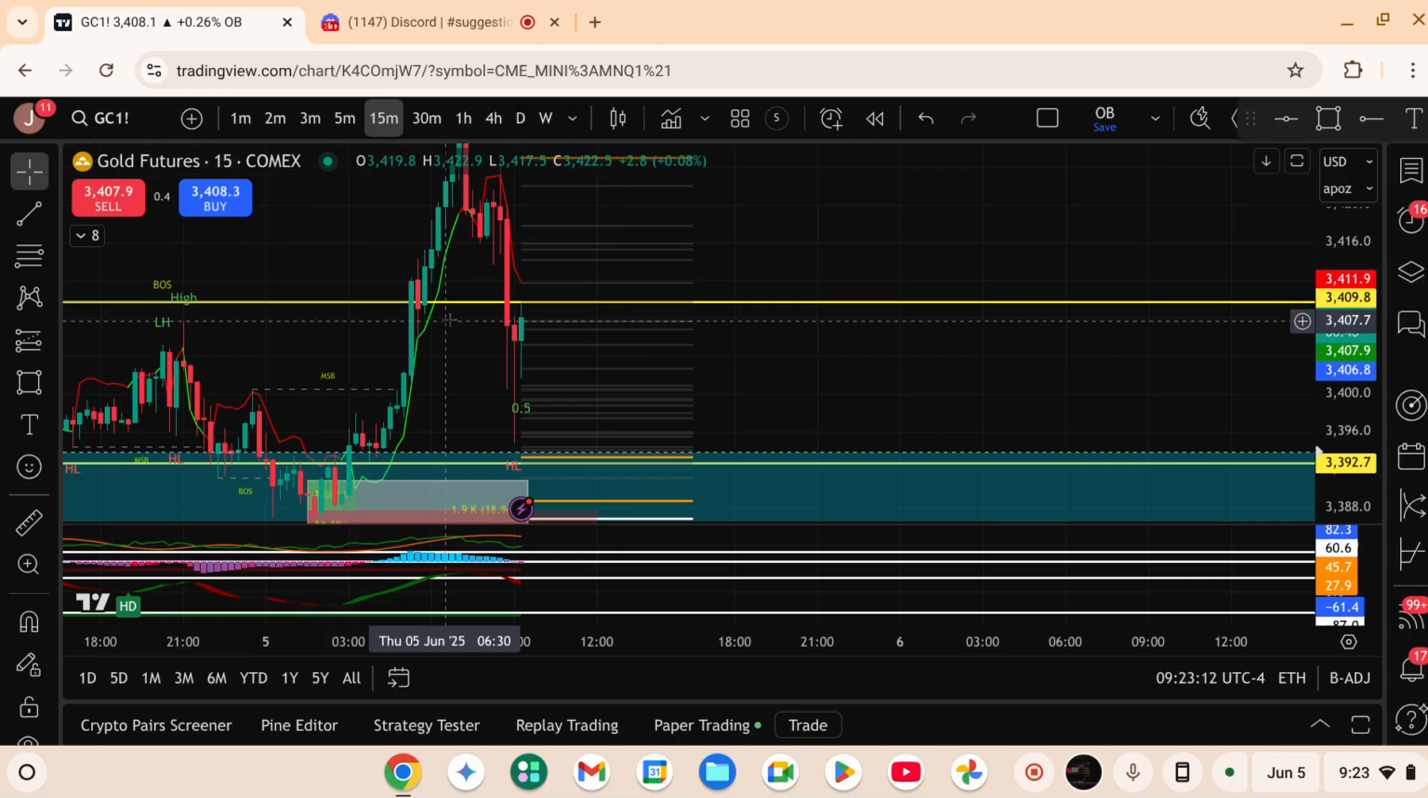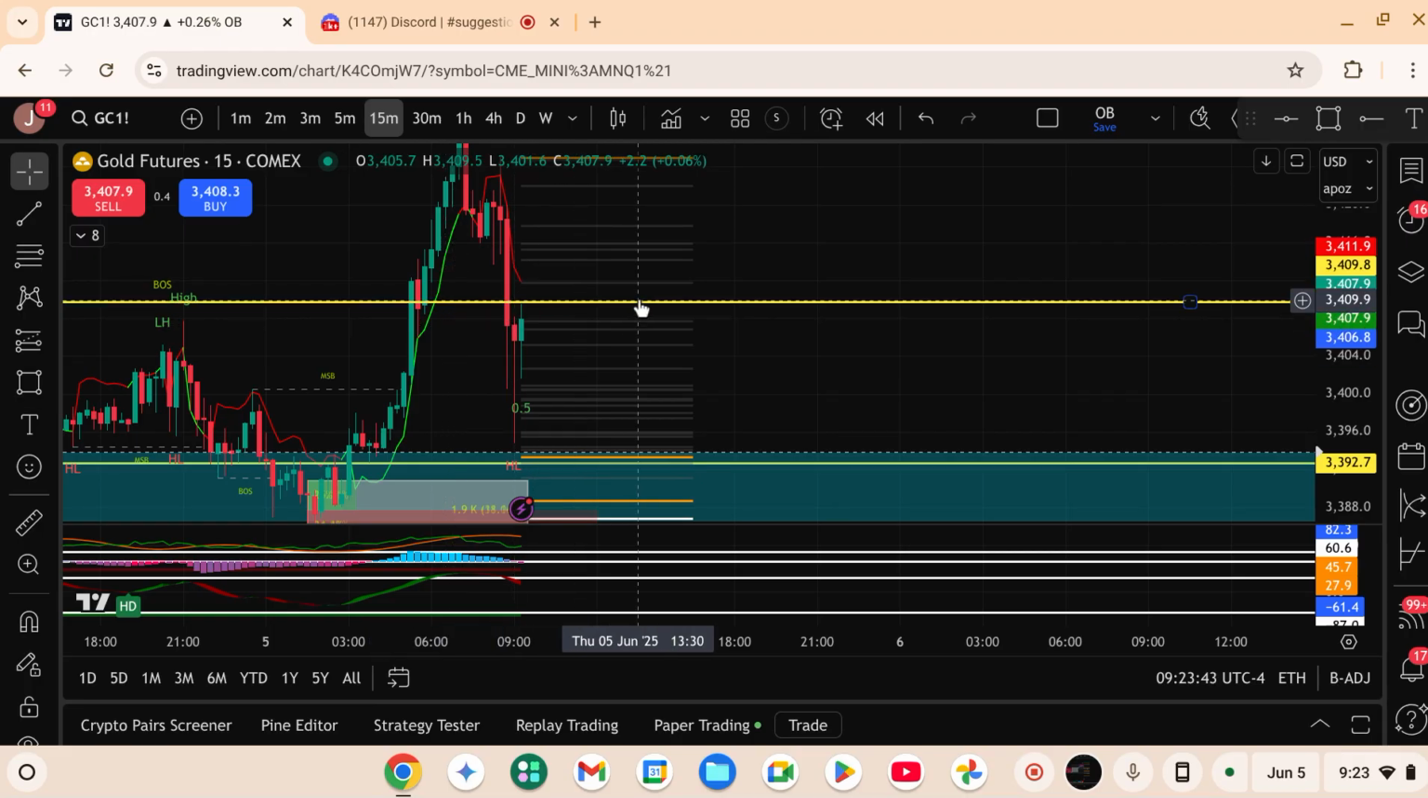Because of NFP week, the markets are not really giving much of setups. You could have an idea of where it's going and where you want to take your trade from. But because it's NFP week, it's not really gonna respect the zones or the areas that you have as much as it would compared to a week that's not NFP.